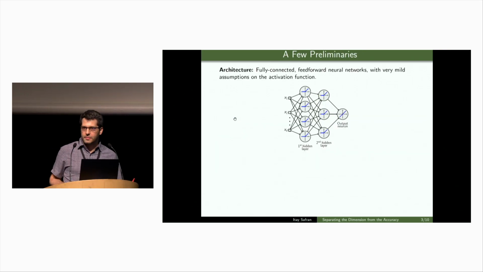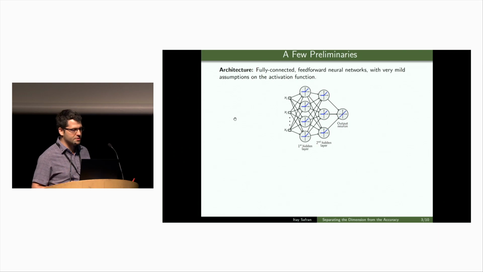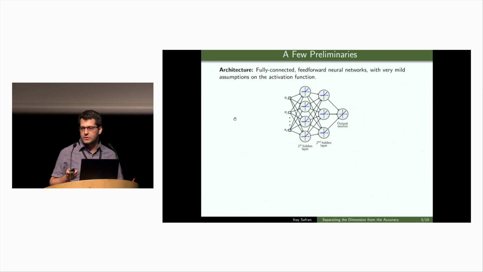A few preliminaries to get out of the way before we can begin. The architecture we consider here is a fully connected feed-forward neural network, as in the standard definition you may know. We consider activation functions with very mild assumptions. This includes in particular common choices such as the ReLU, a sigmoid, or a threshold. Essentially any reasonable activation function you can come up with is one that our result is valid for.